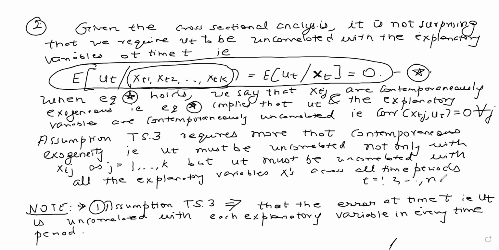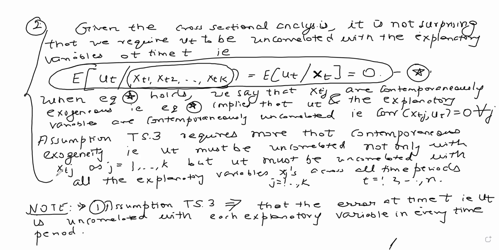I can further write here, it should be uncorrelated with all the explanatory variables xj's as j goes from 1 to k across all time periods as t goes from 1 to n. So this whole paragraph is telling you the difference between the assumption made in the cross-sectional analysis and the assumption made in the time series analysis.